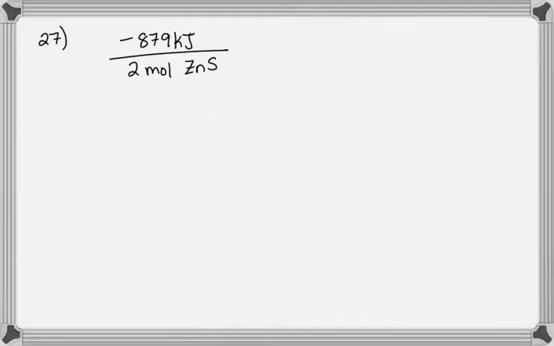The question asks, calculate that to kilojoules per gram. Well, you have kilojoules per mole. All you need to do is a mole to gram conversion. A mole of zinc sulfide is how many grams of zinc sulfide, and that's going to be using the molar mass of zinc sulfide to get that. Then your other question was on number 37.